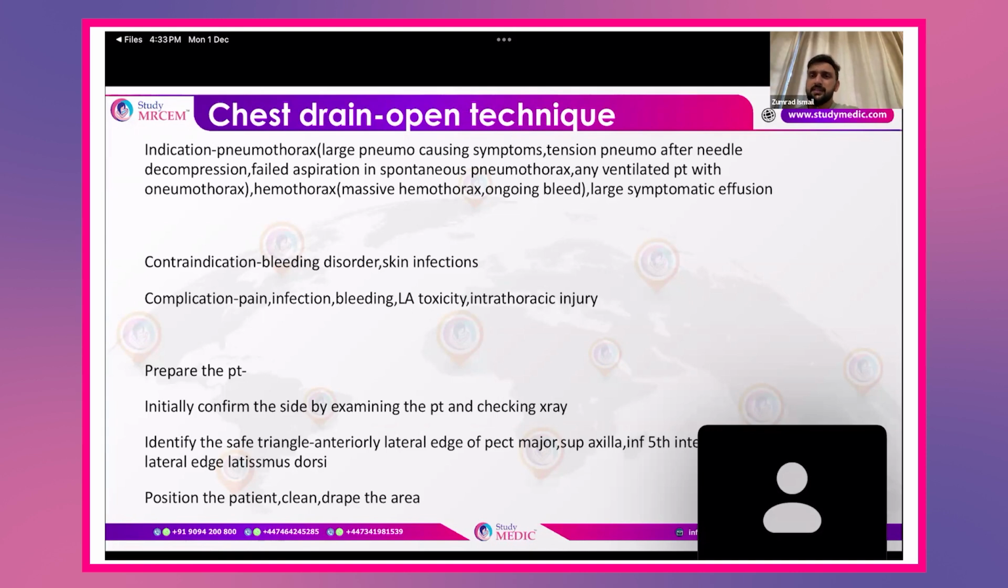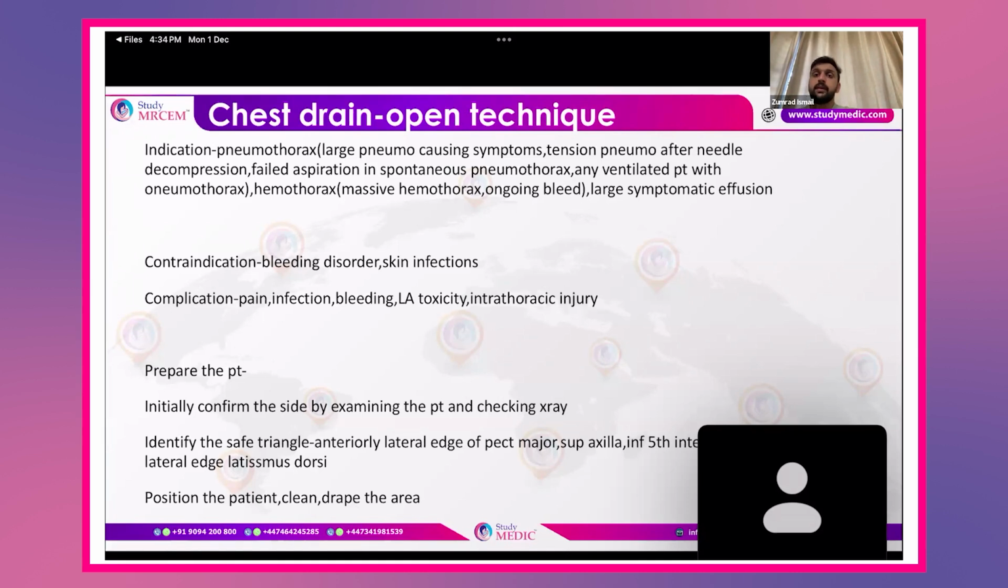Contraindications are bleeding disorders and skin infections. But since it's a life-saving procedure, we won't mind the contraindications. Even if there are some contraindications, we'll do the necessary things and go ahead with the procedure. If the patient has a bleeding disorder, we might arrange blood and FFP and do the procedure. Complications can be pain, infection, bleeding, local anesthesia toxicity, and intrathoracic injury.